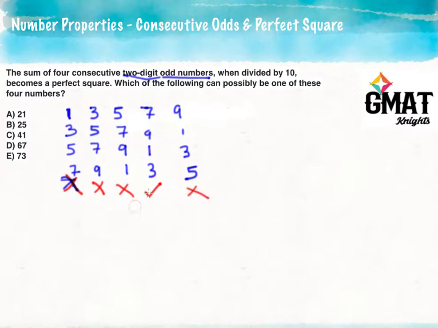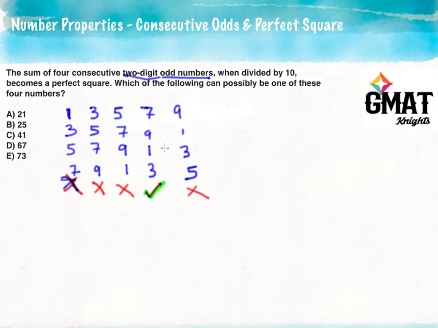So basically, we will keep this case. Now, our consecutive list of four numbers will end in 7, 9, 1, and 3, respectively.